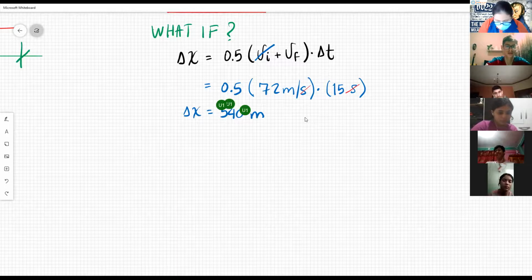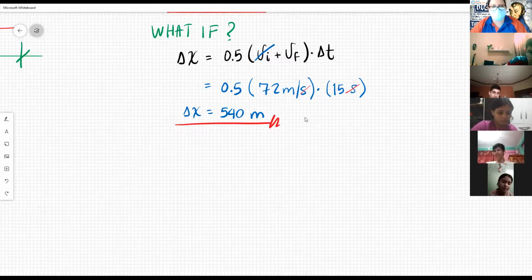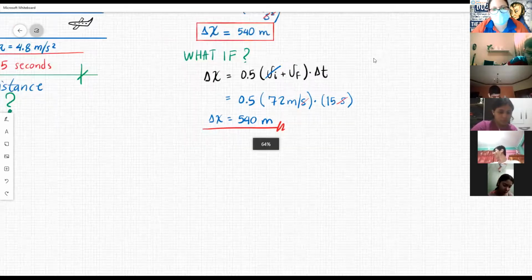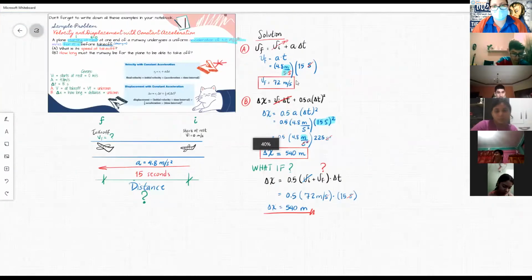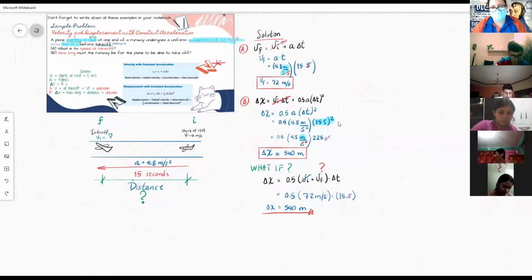So this is the other equation that I have. Now, why didn't I use it before, if this equation is a lot simpler? Well, I didn't use it because I don't have the final velocity in the beginning. The final velocity is what I'm looking for in the beginning. Now, in part B, I could use one equation or the other. In the end, I'm going to get the same result.